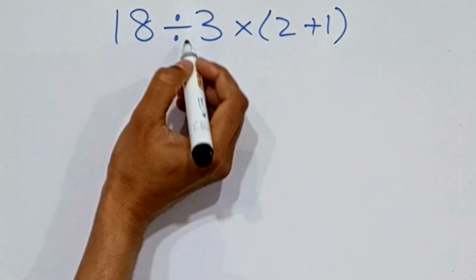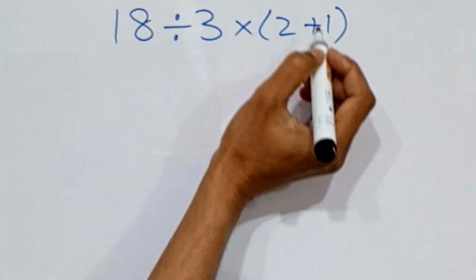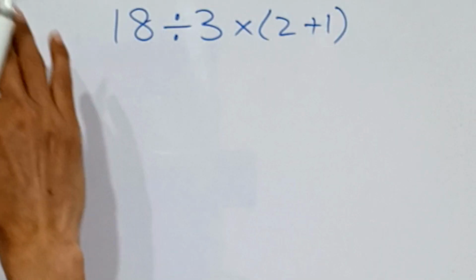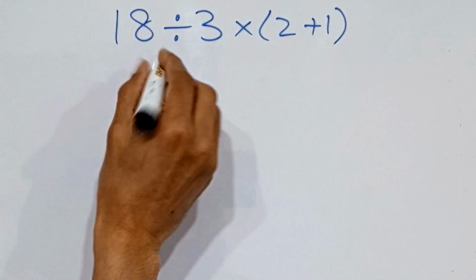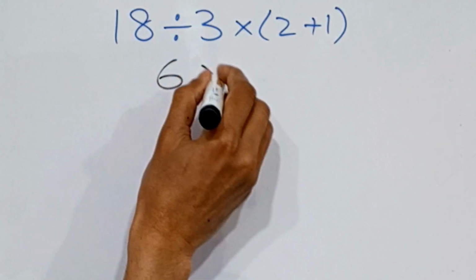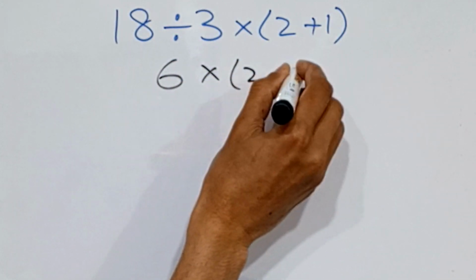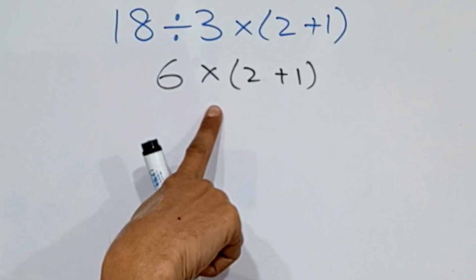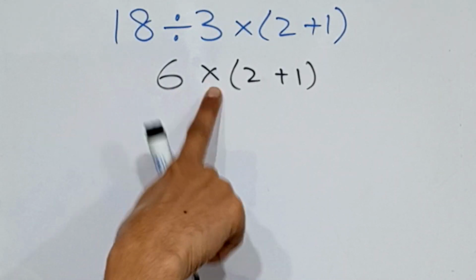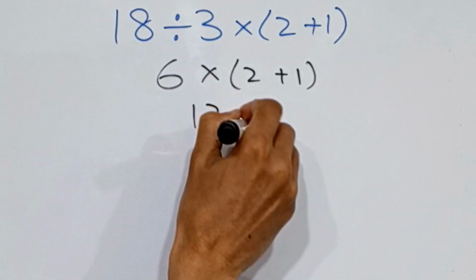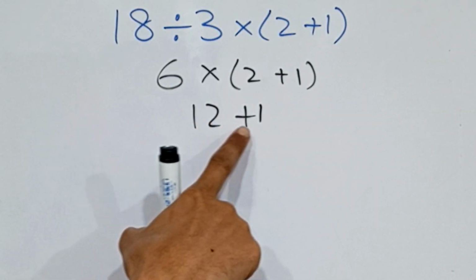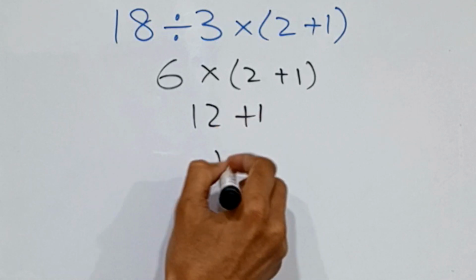Hey guys, we have 18 divided by 3 times (2 plus 1). Right, so a common mistake is to do the parentheses after going left to right. 18 divided by 3 equals 6, times 2 plus 1. Right, then forgetting the parentheses, do 6 times 2, 12, plus 1. Now then 12 plus 1 equals 30.